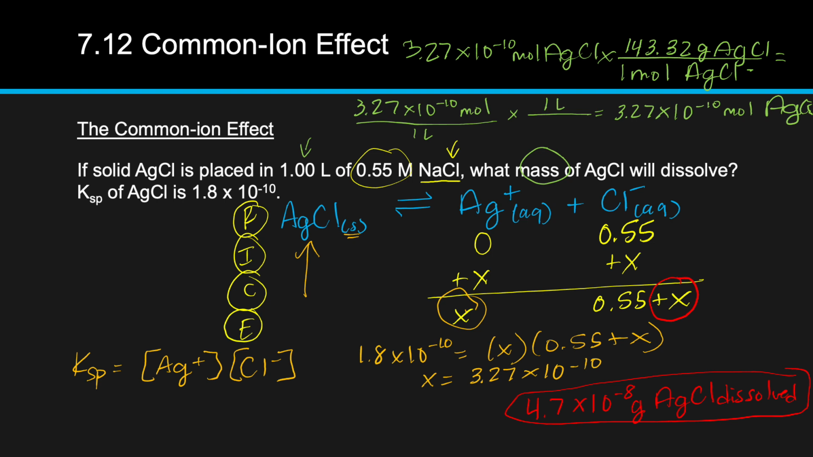So if you did this instead as 1.8 times 10 to the negative 10th equals x times 0.55, you're going to get the same value for x because it's so small. So I wouldn't worry too much about that. If you would rather just pop off that plus x to make your life a little bit easier, if you know that your KSP is super low and that x is going to be really small. Just a side note.